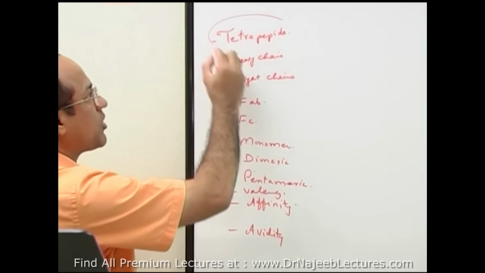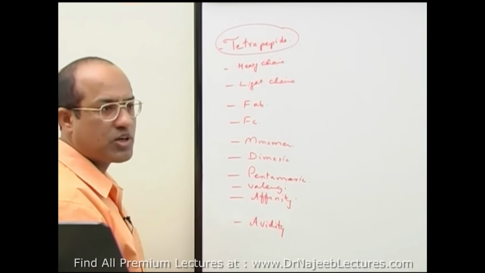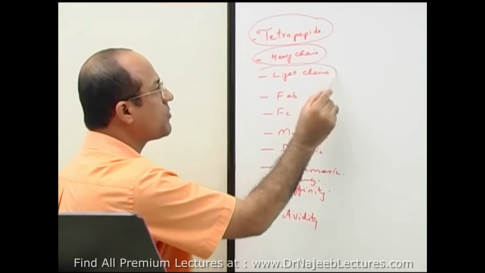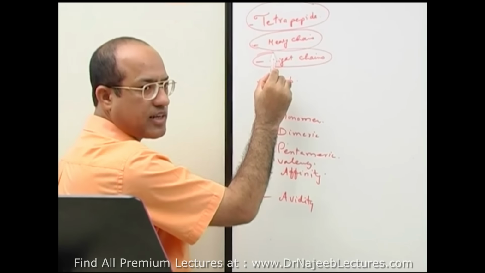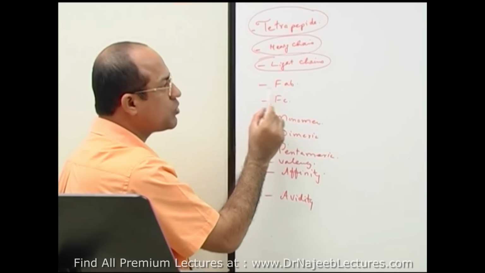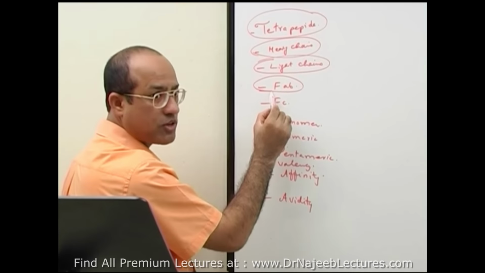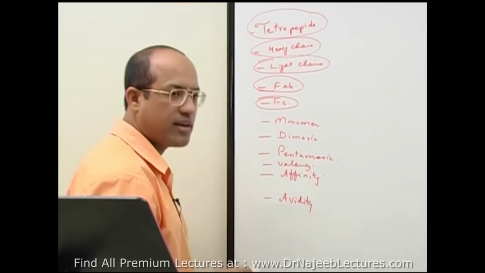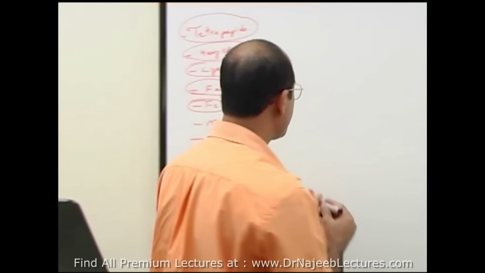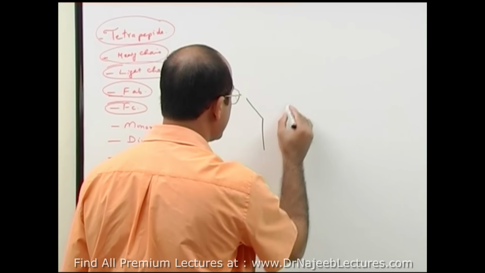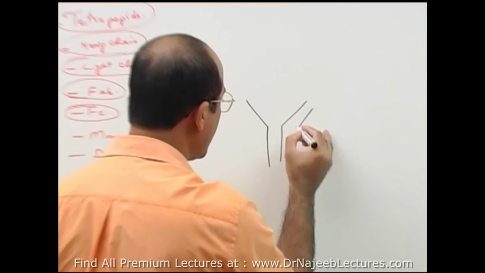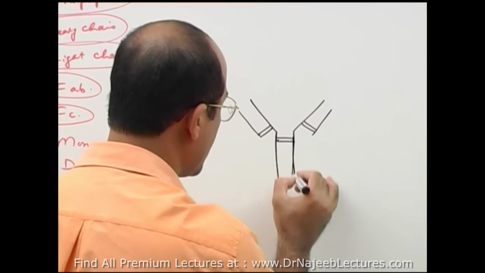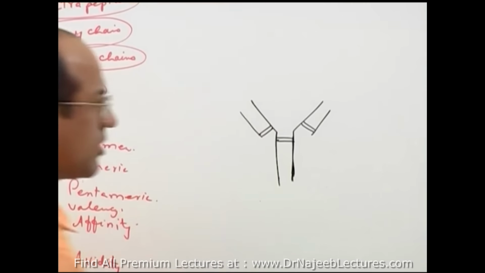And what is the concept of valency? You already know about the tetrapeptide. We said that every antibody molecule is basically a tetrapeptide made of 2 heavy chains and 2 light chains, right? And a typical molecule has 2 FAB fragments if it is treated by papain and 1 FC fragment. These terms I will explain now. We go back to our typical molecule. These were heavy chains and these are light chains. All of them are held together by disulfide bond.